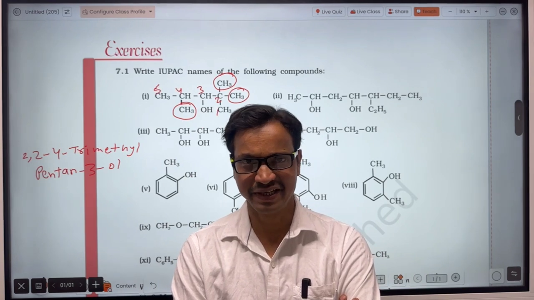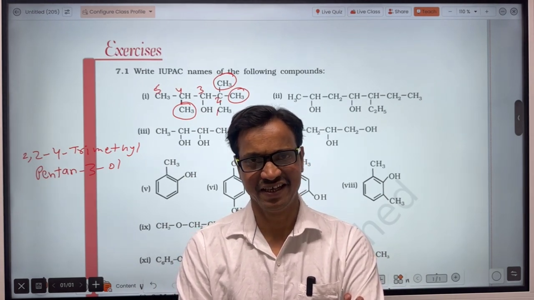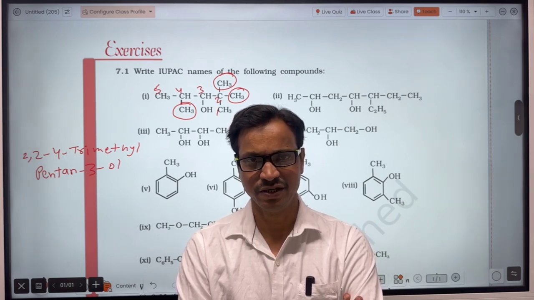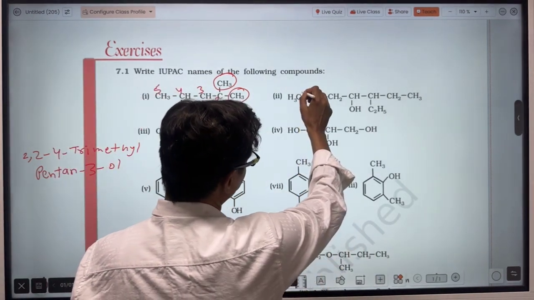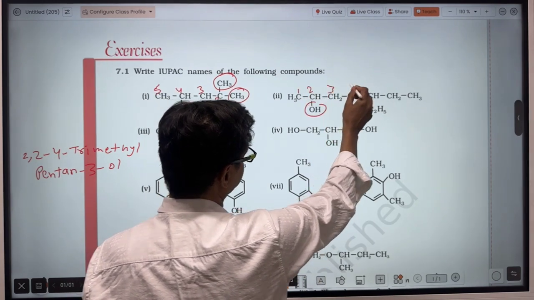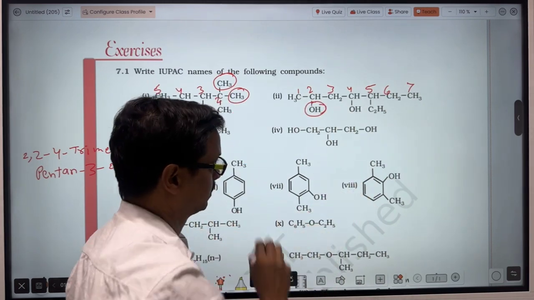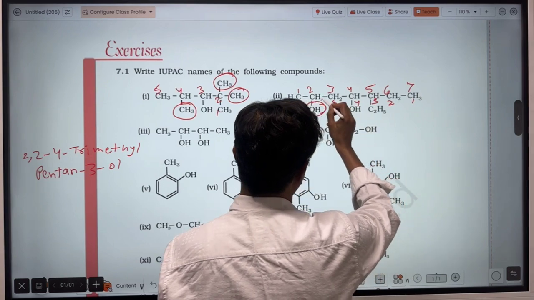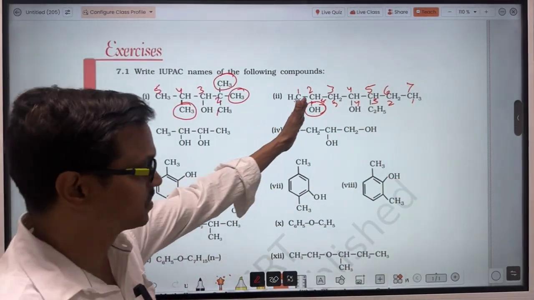after that we will have to do numbering, and we will have to do numbering in such a way that the carbon containing the functional group will acquire the lowest position. So now let's see here. When we do the numbering from left to right, the functional group will get 1, 2, 3, 4, 5, 6, 7. So here the functional group will get second position. And when we do the numbering from right to left, 1, 2, 3, 4, 5, 6, then here the substituent is getting fourth position. So 2 is lower.